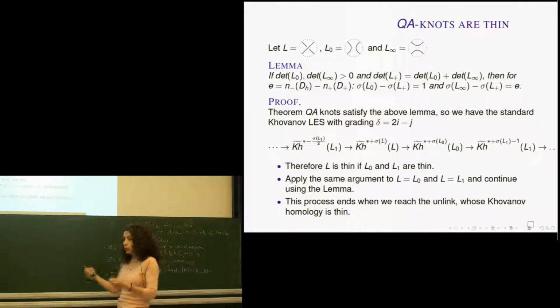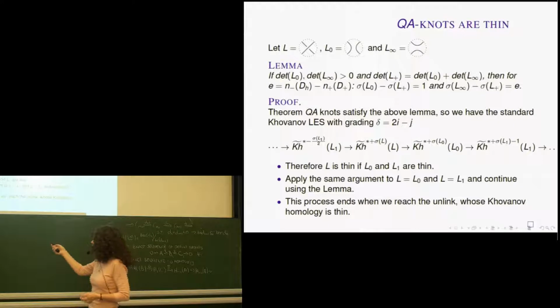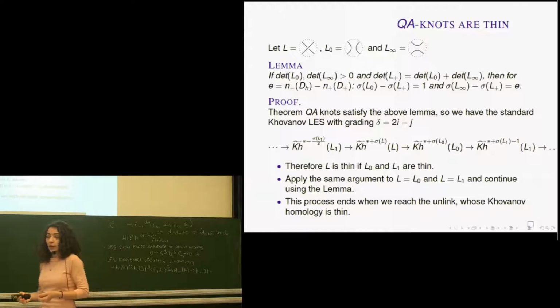Well, I can get 2 new exact sequences with different gradings, one for L0 and one for L1, and then again apply the same lemma, and again and again, and eventually I'm going to make it to the unknot, or an unlink. I've simplified things fine enough, and the process is going to end when you reach the unlink. It's obvious that the Khovanov homology of the unknot is thin, and so is the Khovanov homology of the unlink.